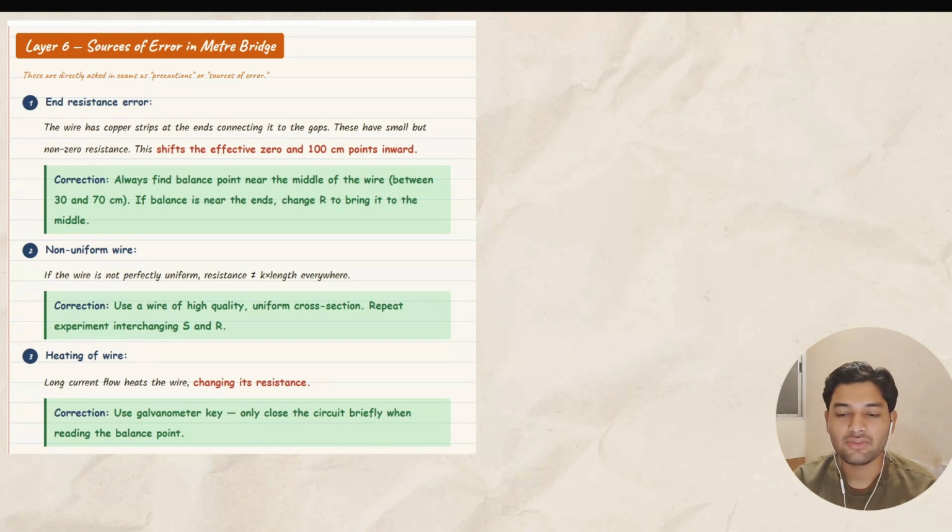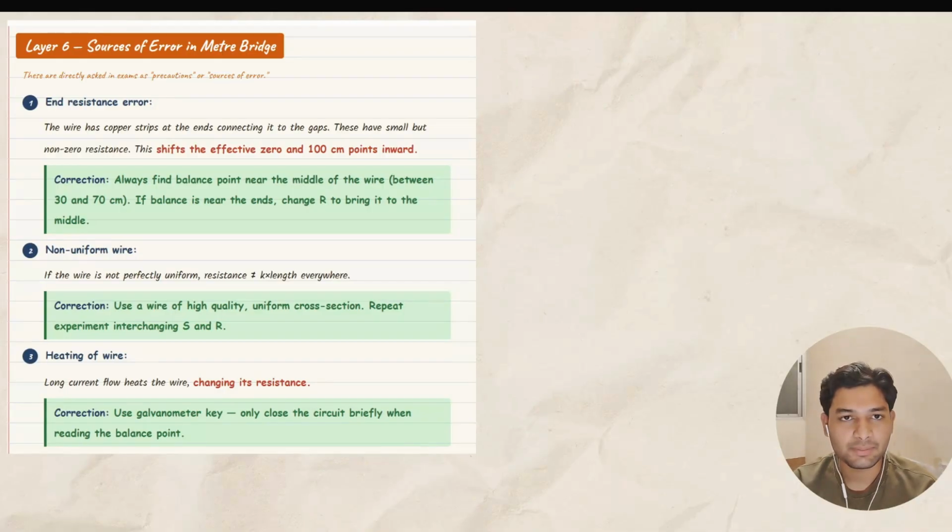Non-uniform wire: if the wire is not perfectly uniform, resistance is not proportional to length everywhere. So yes, we need a uniform wire. I just told you before starting the meter bridge that you should always use a good quality uniform resistance wire. That is the main thing, we use the meter bridge so that we have no error in our measurement. But if we have errors in the wire itself, that makes a fault in the whole topic. So correction: use a wire of high quality, uniform cross section, and repeat the experiment, interchanging S and R.